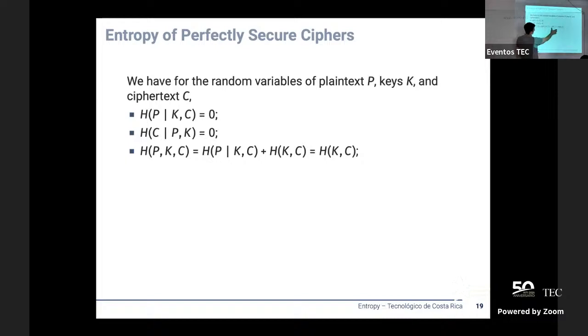Now we can also simplify this part, because we know this entropy value will be equal to zero. So we actually know that the entropy of the plaintext, key space and ciphertext will be just the same as the entropy of the key and the ciphertext. So basically, what we now know is that the plaintext actually doesn't contribute anymore. And that's also what we saw here, because this is zero and we also use it actually in this formula.